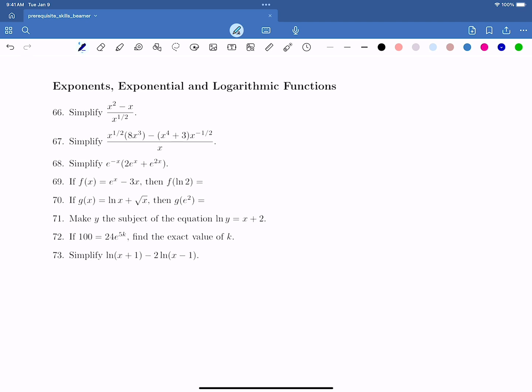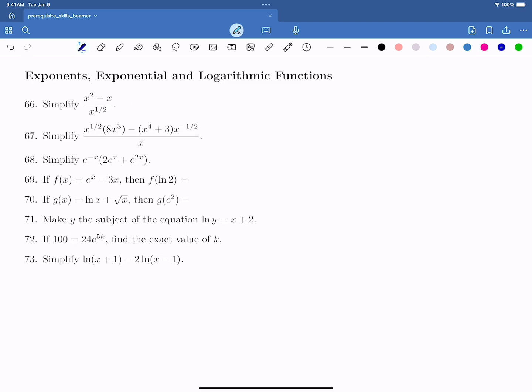We're almost done. This last section here, exponents, exponential functions, logarithmic functions. Simplify. So I can factor out an x in the numerator: x minus 1, and then x to the power 1/2. I'm going to subtract exponents because I'm dividing terms with the same base. That's x to the power 1, x to the power 1/2. So that's going to be 1 minus 1/2 is 1/2, and then x minus 1. I can also write that as square root of x times x minus 1.